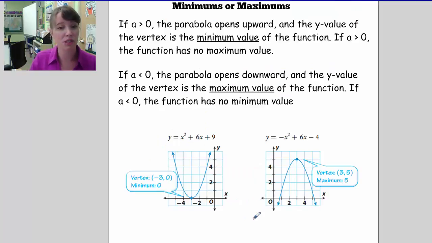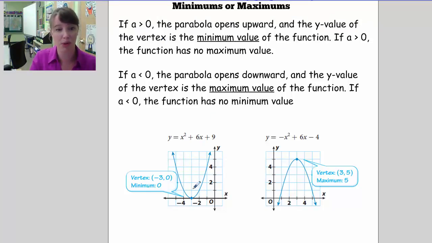Okay, some characteristics of quadratic equations, and of parabolas, is that they have either a maximum or a minimum value. They can't have both. So if a is greater than 0, meaning the leading coefficient is greater than 0, then the parabola opens upward, right? And if it opens upward, then the y value of the vertex is called the minimum value.